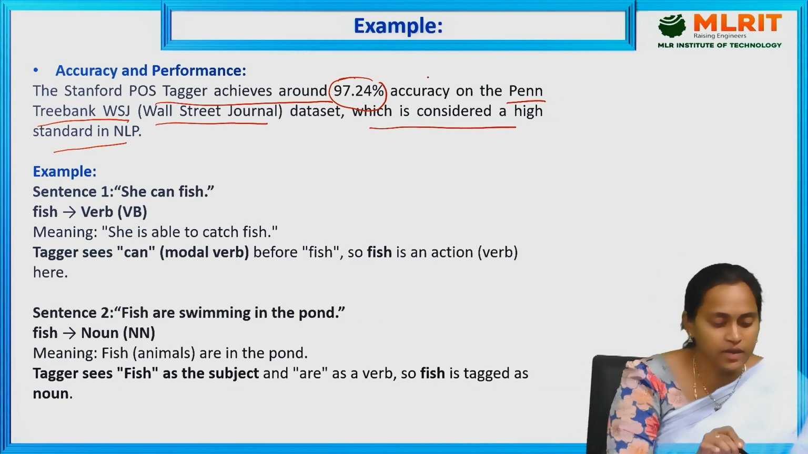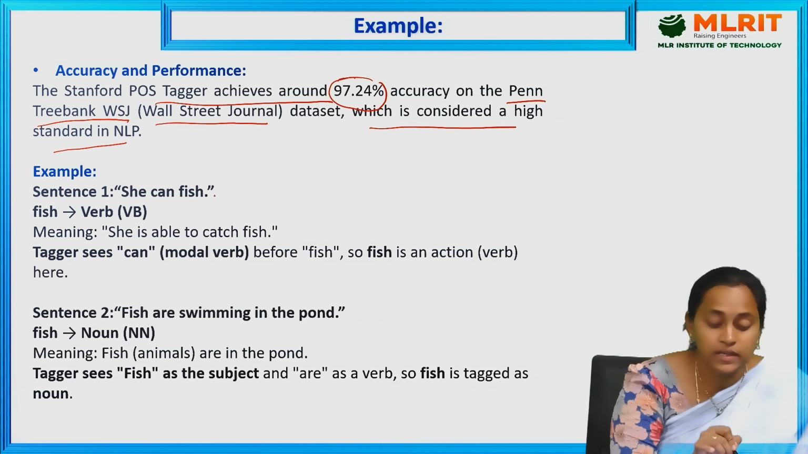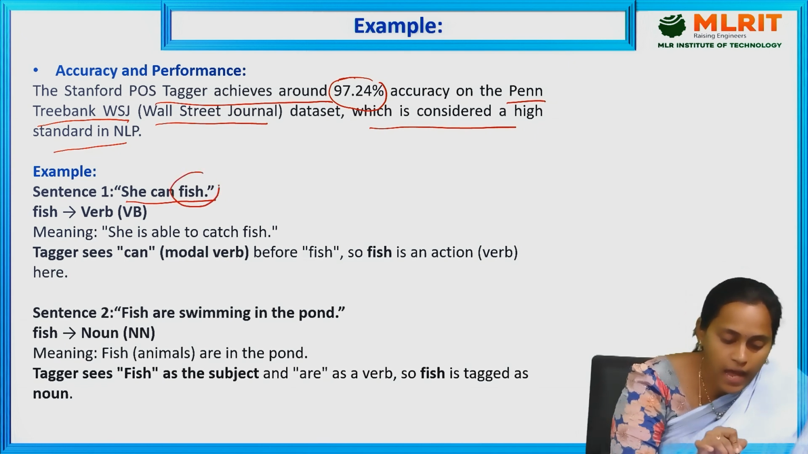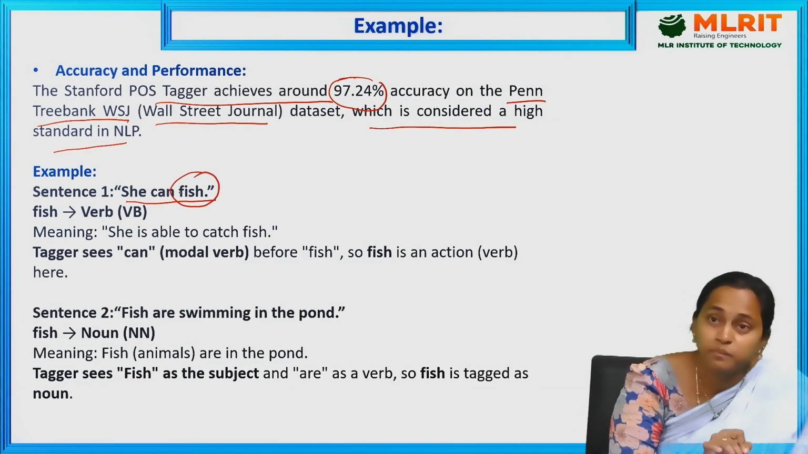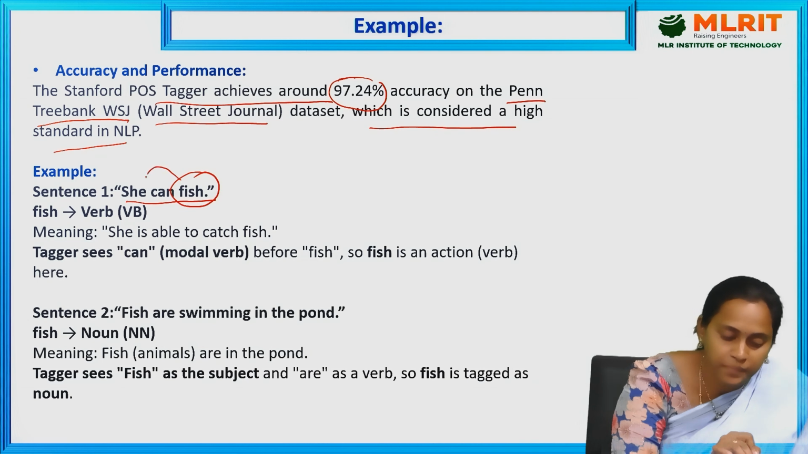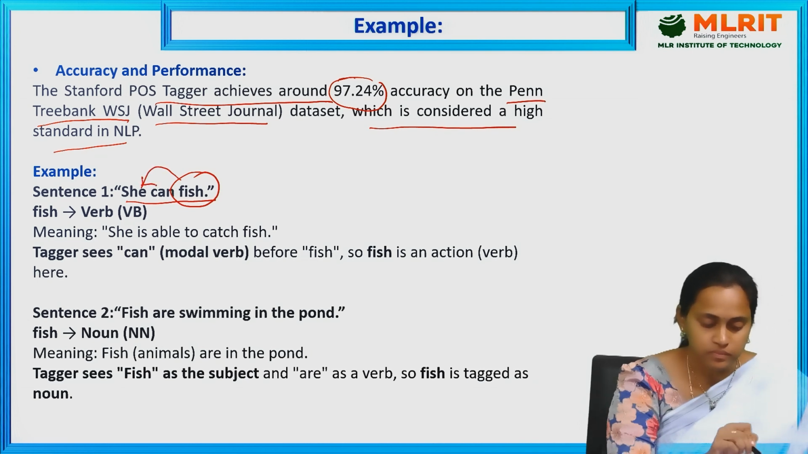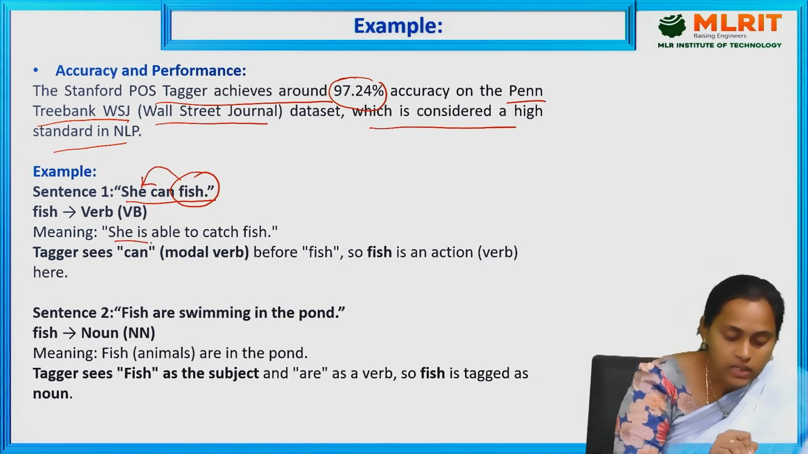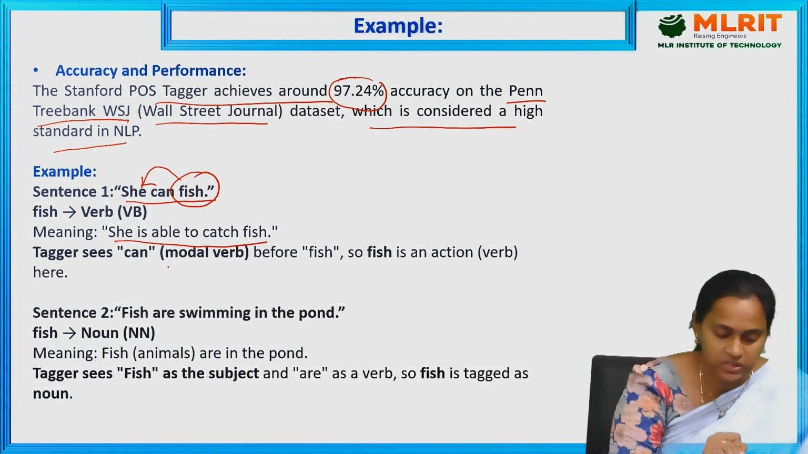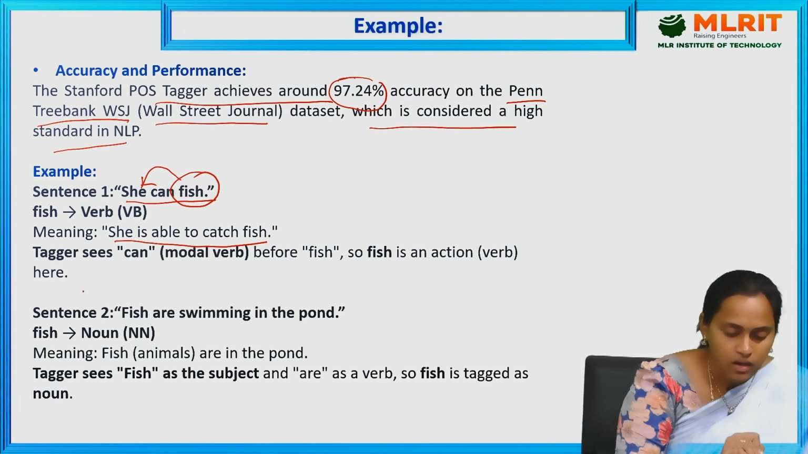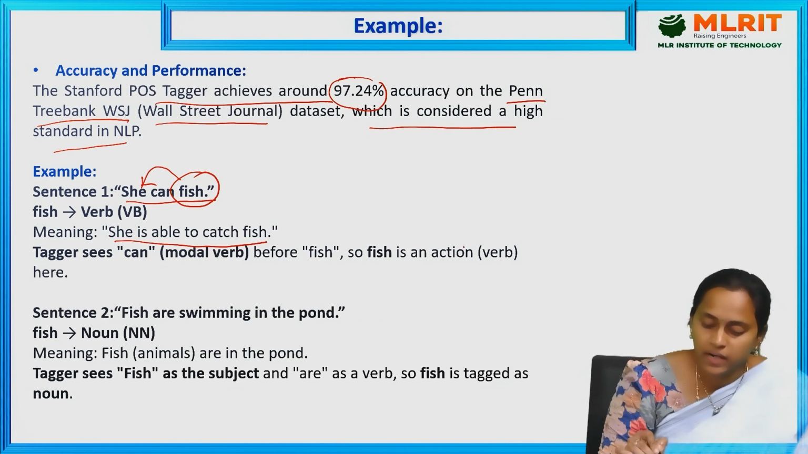Let's see the example. Sentence 1 contains: she can fish. Here fish acts as a verb because of dependence on the previous word. That means she is able to catch fish, right? So fish can act as a verb.